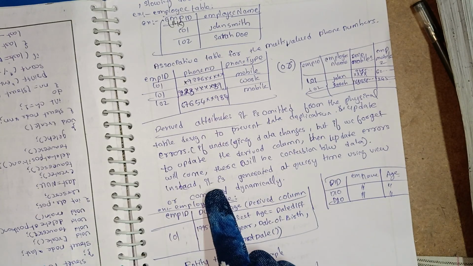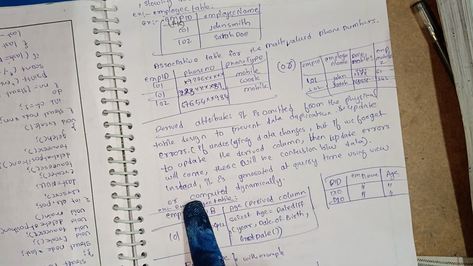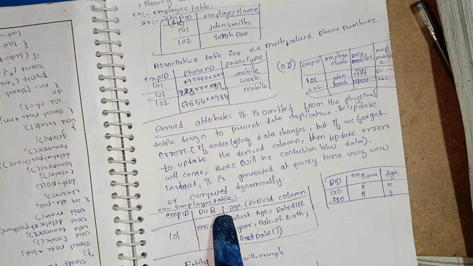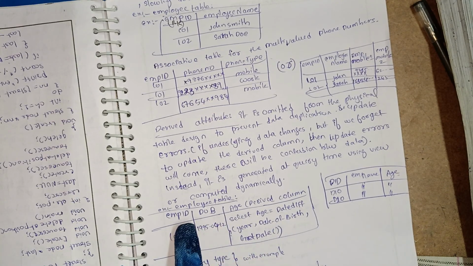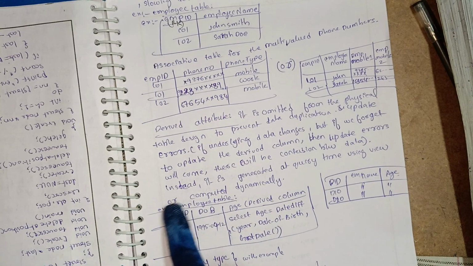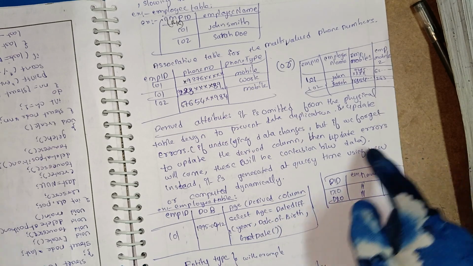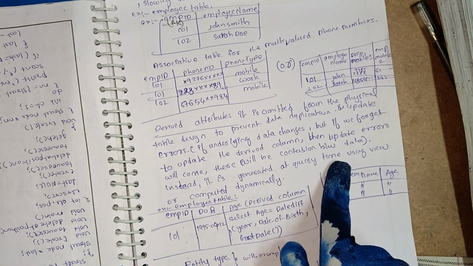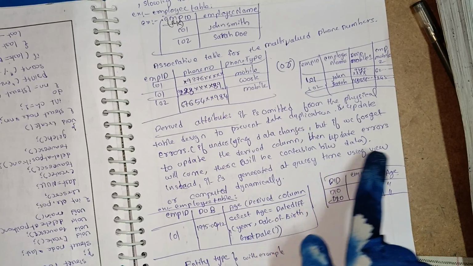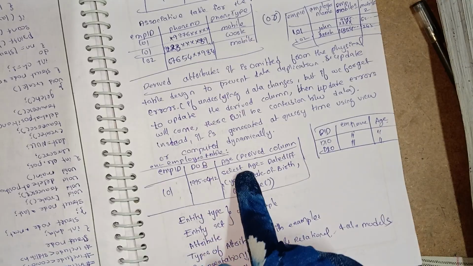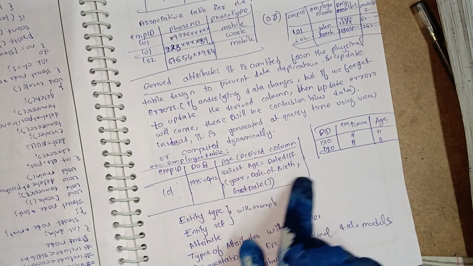Instead, it is generated at query time using a view or computed dynamically. A view means selecting a part of a table, like I want only these two columns from this entire table. Using views, I can access these two columns from this particular table. That's the meaning of a view. So derived attributes are generated at query time using views or computed dynamically. Here, the view example is there.